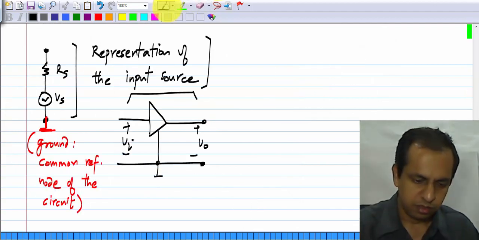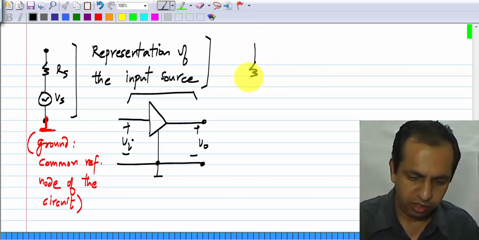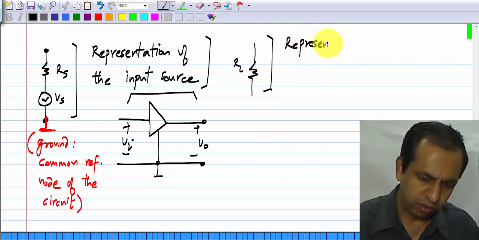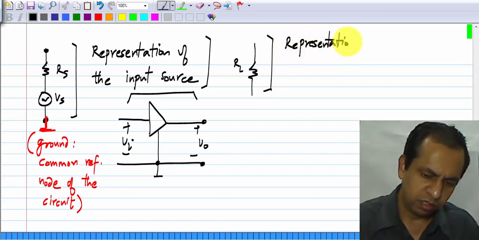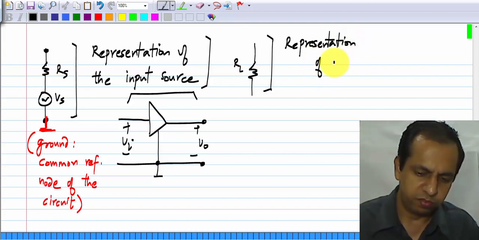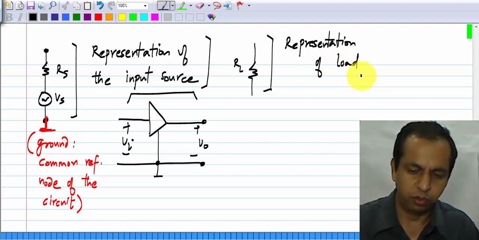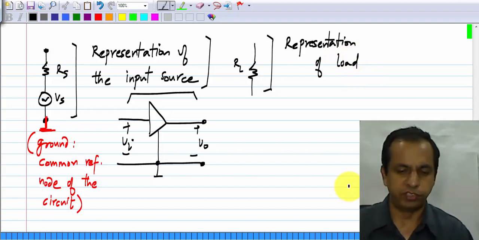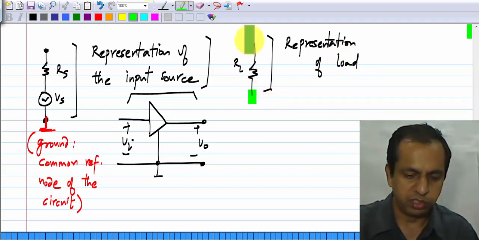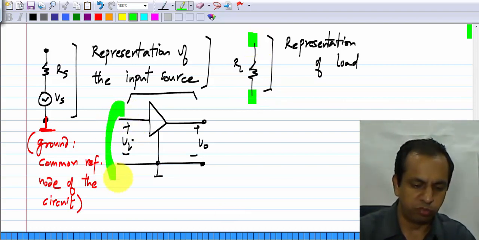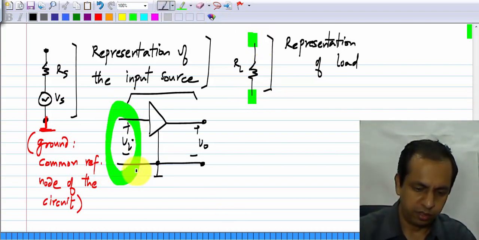Similarly, the load RL is also just a representation of whatever comes after this amplifier, that is the load. It does not have to be a physical resistor whose two terminals can be connected to anything. So, the obvious example is it could be the input of the amplifier. So, this could be the load.